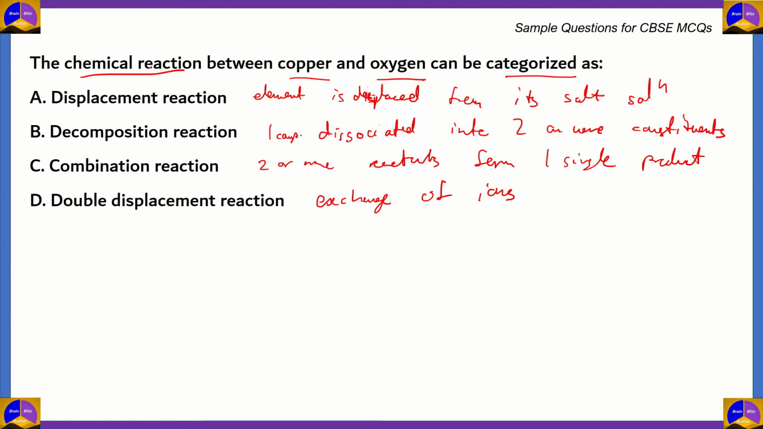Now we need to find out what is the chemical reaction between copper and oxygen. We know that oxygen exists as O2, copper exists as Cu, and the product formed is copper oxide. Since you have O2, you need to give a 2 to Cu and a 2 to CuO in order to balance the equation. As you can see, copper and oxygen combine together to form copper oxide. Therefore, option C, combination reaction, is the correct answer, because two or more reactants are combining to form a single product.